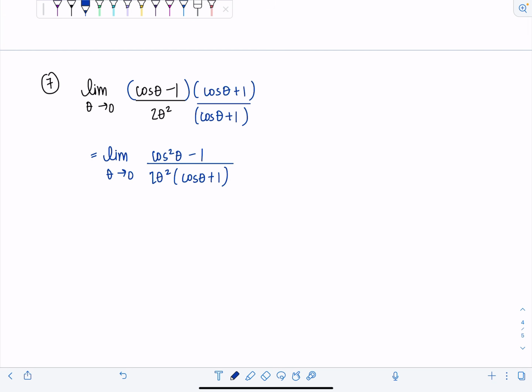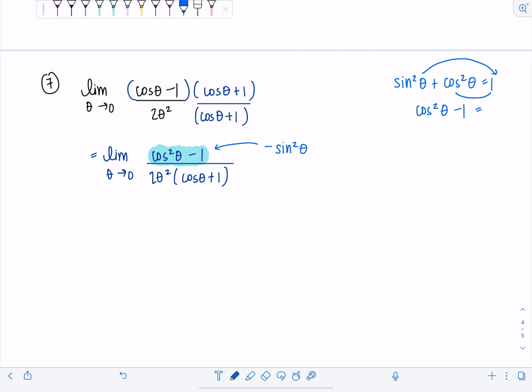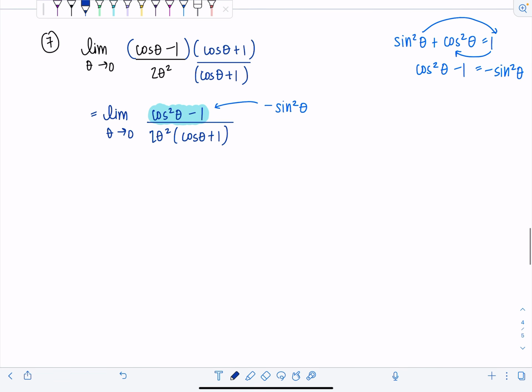Now cosine squared theta minus 1, what is that equal to? It's negative sine squared theta. Did you catch the negative? Okay, remember, sine squared theta plus cosine squared theta equals 1. So if you had 1 minus cosine squared theta, yeah, that would be sine squared theta. But since we have cosine squared theta minus 1, that's going to be equal to a negative sine squared theta. Okay, watch those signs. How sad if you get a problem wrong because you were sloppy with the negatives.